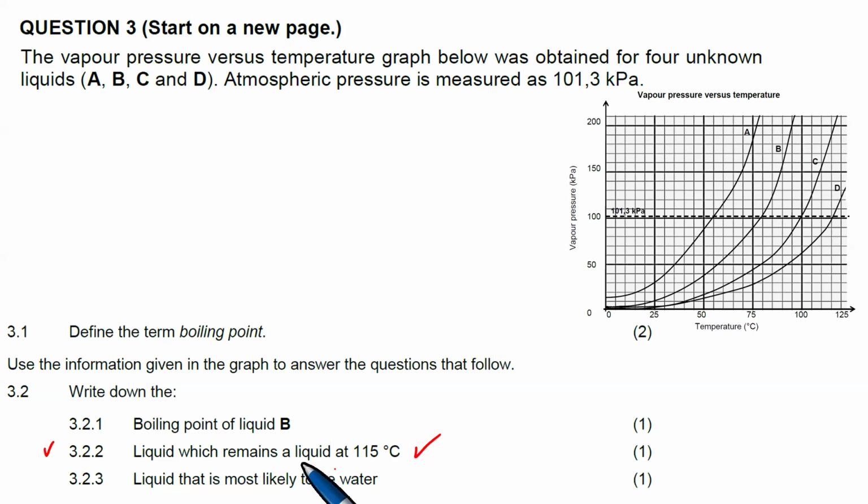There is a liquid that remains, so even if you heat it, water does not remain a liquid at 100. At 100, water begins evaporating. Water boils at 100 degrees. So that's what I'm trying to say there. So now, the liquid which remains a liquid at 115, which one is it? So you need to check.